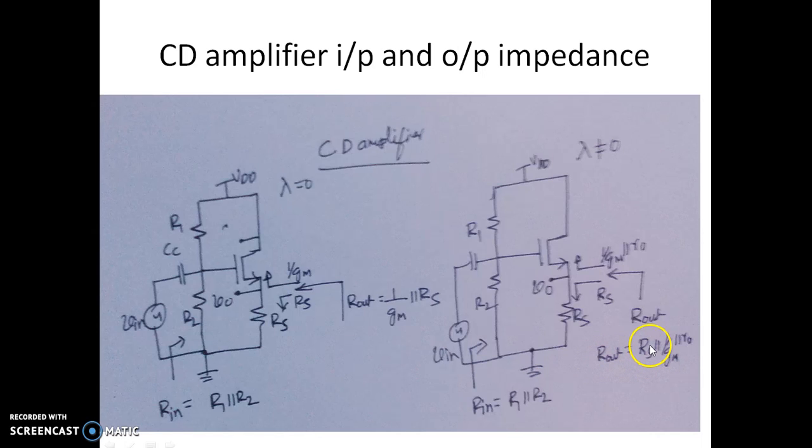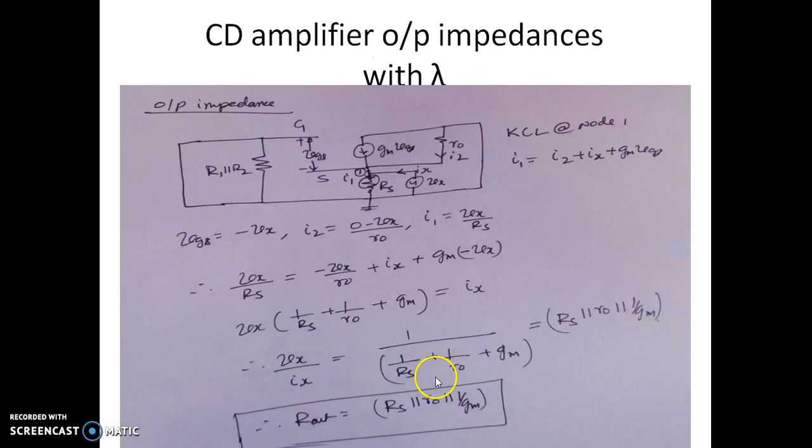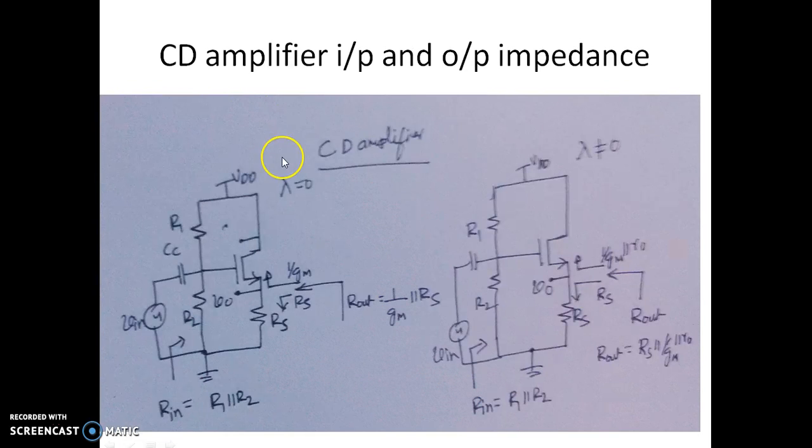So Rout is nothing but Rs in parallel with 1 over Gm in parallel with R0. That's what we saw in the derivation also. Now you can see this is what is Rout: Rs in parallel with R0 parallel with 1 over Gm. Now this way we can find the input and output impedance of CD amplifier for both lambda equal to 0 and lambda non-zero values.